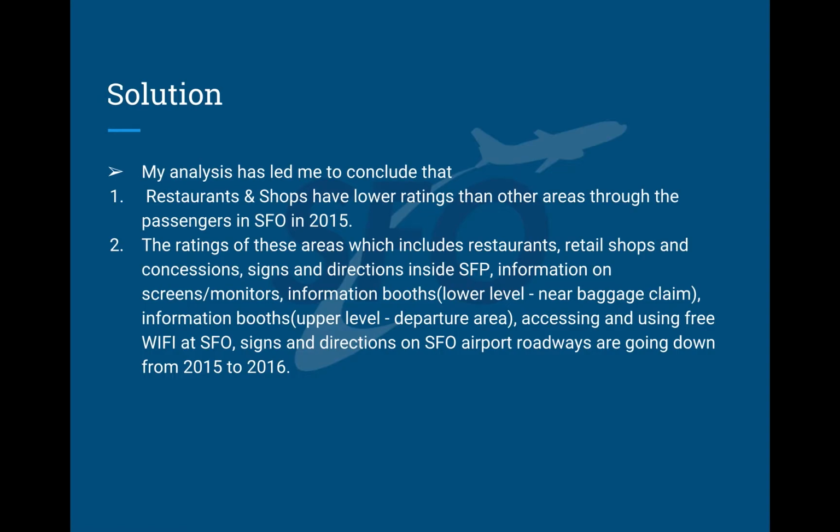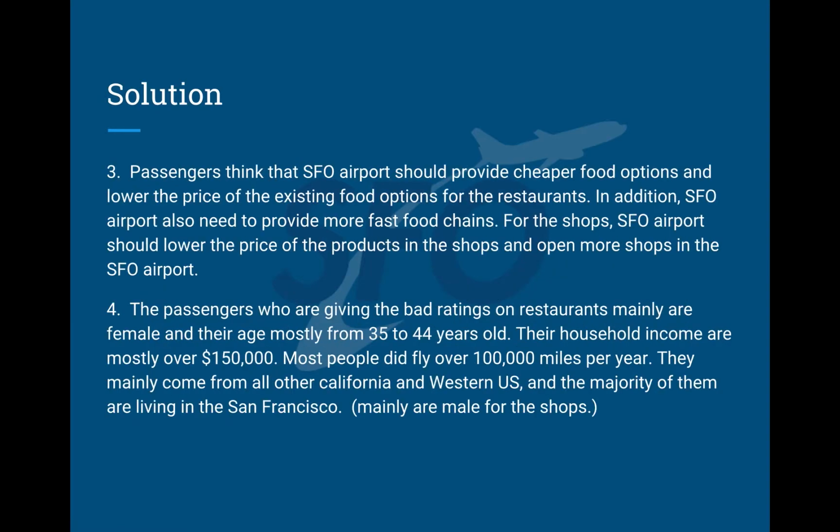And we also know the ratings of these areas, which include restaurants, retail shops, and the concessions, signs, and directions, including San Francisco airport information on screen monitors, information booth, and the Wi-Fi at San Francisco, and signs and directions on San Francisco airport roadways are going down from 2015 to 2016.